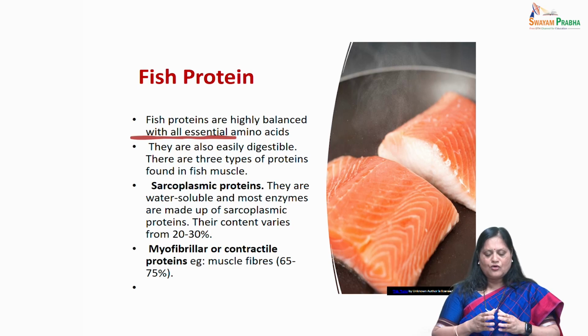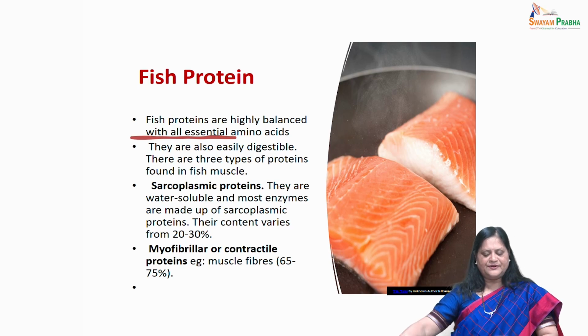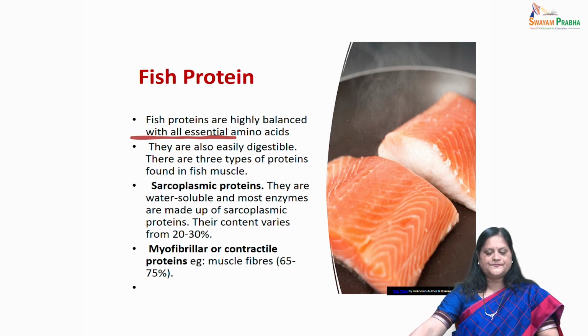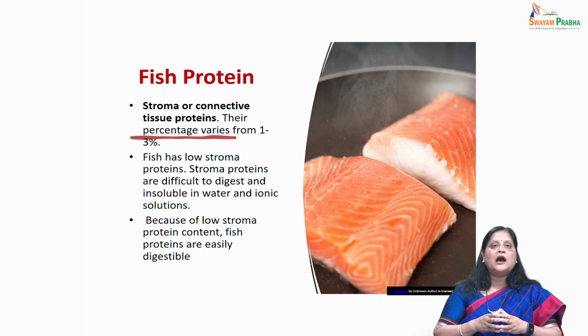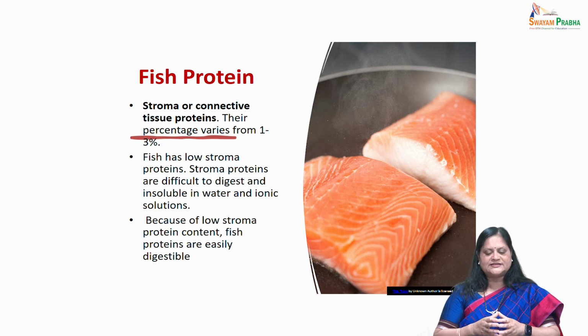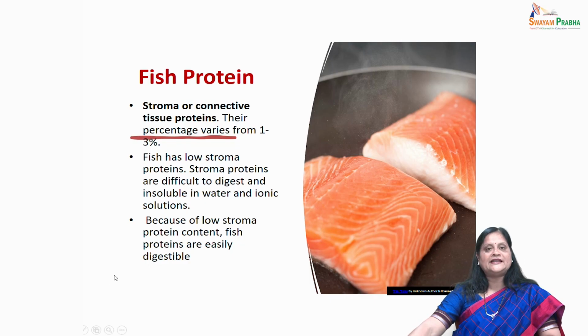Myofibril or contractile protein, for example, muscle fibers. Stroma or connective tissue proteins. Their percentage varies from 1 to 3%. Fish has low stroma proteins. Stroma proteins are difficult to digest and insoluble in water and ionic solution. Because of low stroma protein content, fish proteins are easily digestible.